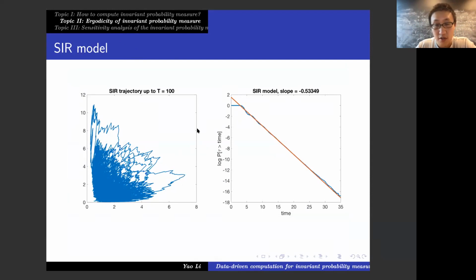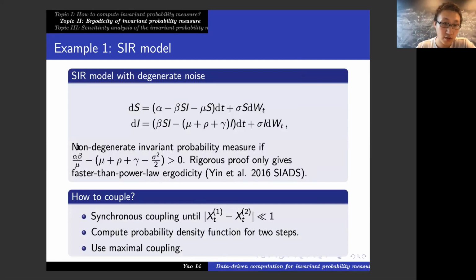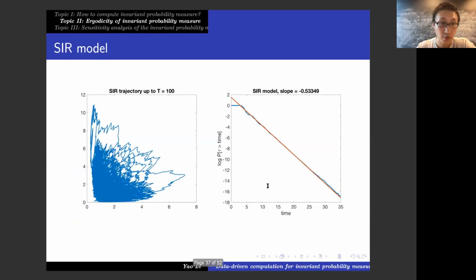You just run this synchronous coupling until they are close enough, and then you run the maximum coupling. Then we have this tail distribution of the coupling time. You can see it's a very beautiful exponential tail, and if you measure it, the slope is quite large. This should represent your negative Lyapunov exponent, and you actually have a very fast speed of exponential coupling. Although rigorously it's difficult to prove, we actually see a very fast speed of convergence.